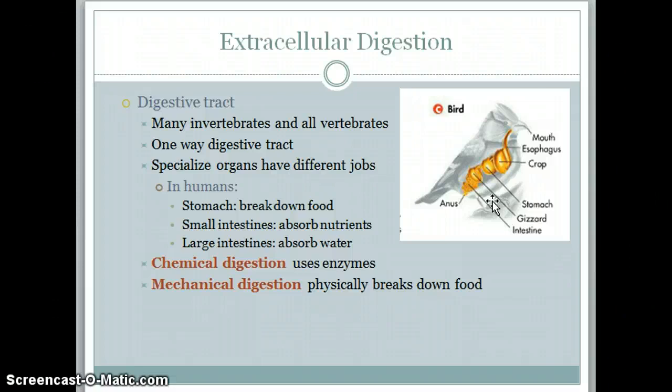So in your notes, make a table or a Venn diagram that compares and contrasts a one-way and a two-way digestive system.